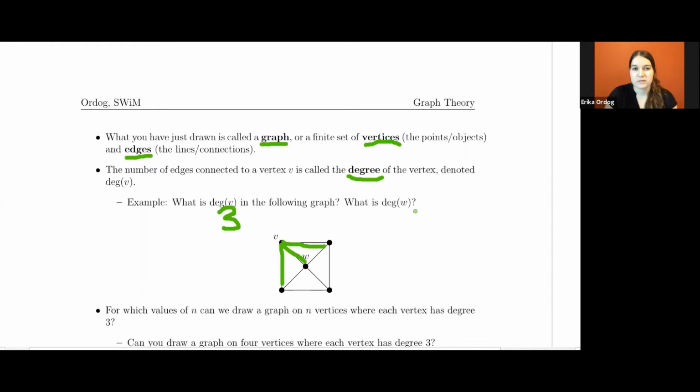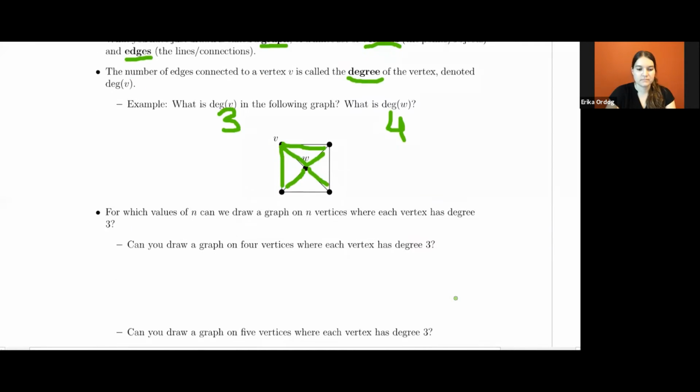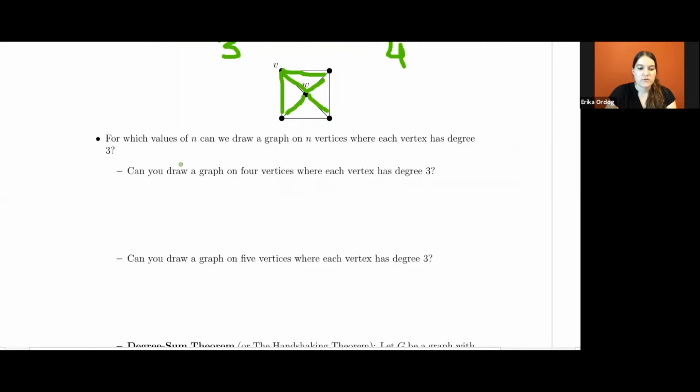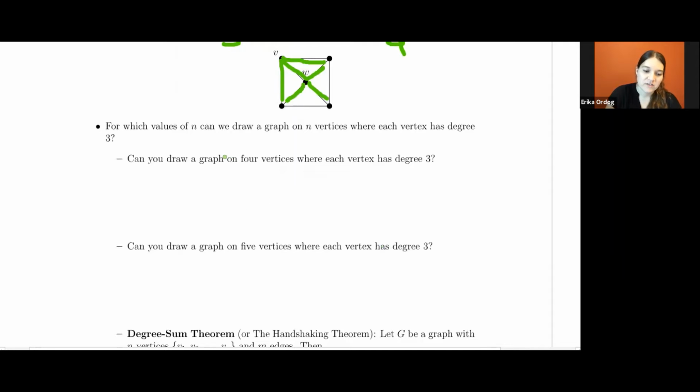What about the degree of W? W is connected to 4 edges, so the degree of W is 4. So we can ask this question: for which values of n can we draw a graph on n vertices where each vertex has degree 3? So I want you to pause the video and try to figure out these 2 questions. First, can you draw a graph on 4 vertices where each vertex has degree 3? And second, can you draw a graph on 5 vertices where each vertex has degree 3?